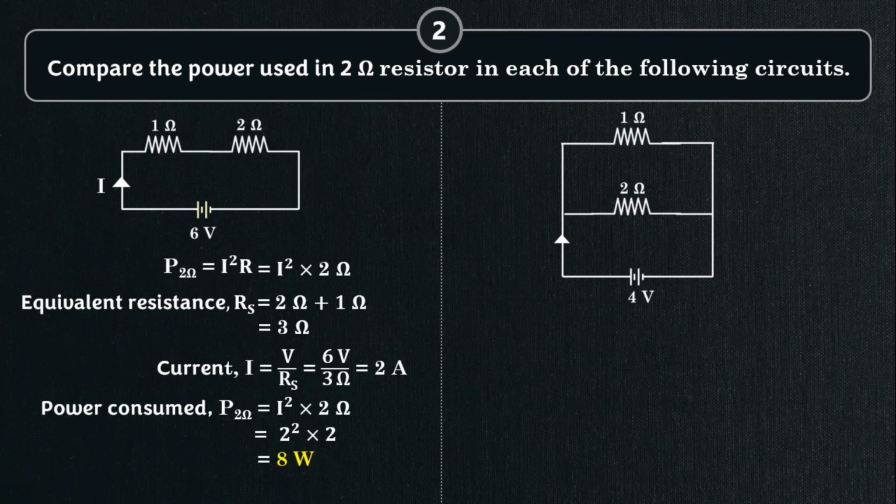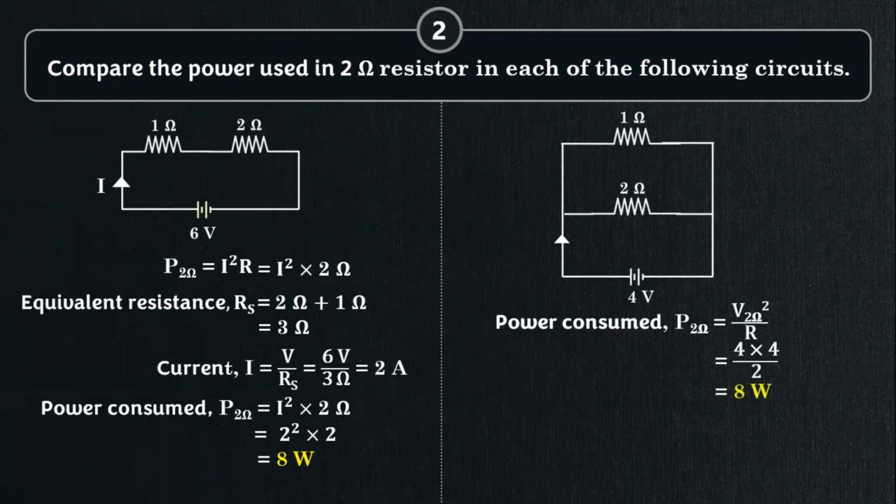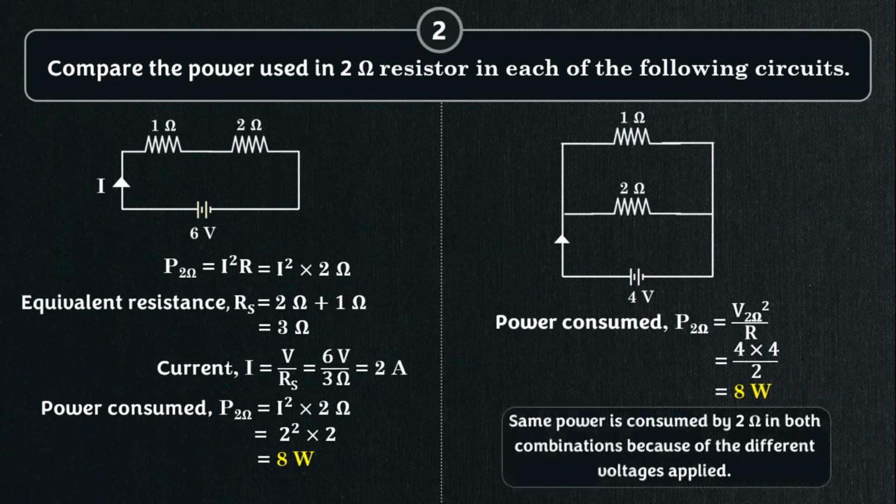So next let's see the parallel circuit. Here we can use V square divided by R formula easily without finding the value of current. Power consumed by 2 ohm resistor is equal to voltage across 2 ohm resistor square divided by resistance. That is 4 into 4 divided by 2 ohm, which is equal to 8 watts. Same power is consumed by 2 ohm resistor in both combinations because of different voltages applied.